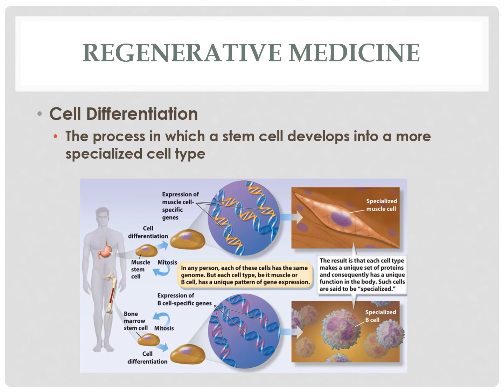And again, our stem cells are the ones that don't know what they want to be when they grow up yet. And they have to go through this process called cell differentiation. And cell differentiation is just the process in which a stem cell develops into a more specialized cell type. And to do this, it has to be given what are called growth factors. So something has to signal that cell and say like, hey, we need some more muscle cells. We need some more smooth muscle. We need a specialized muscle cell. We need a specialized B cell.